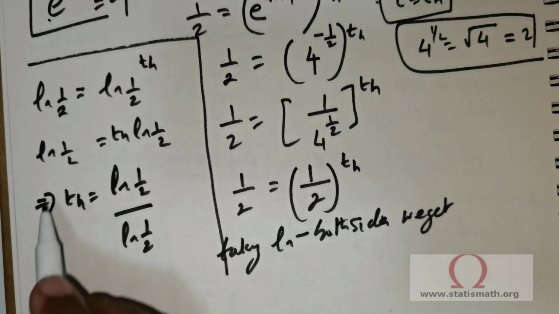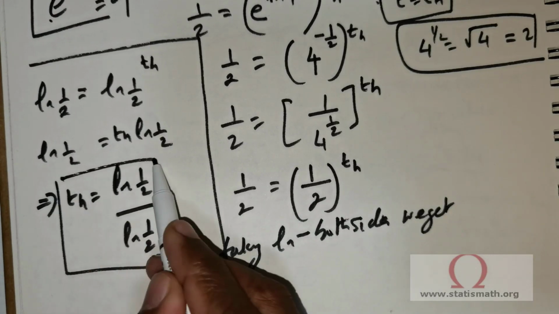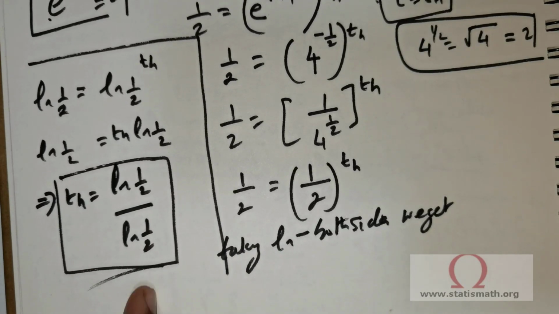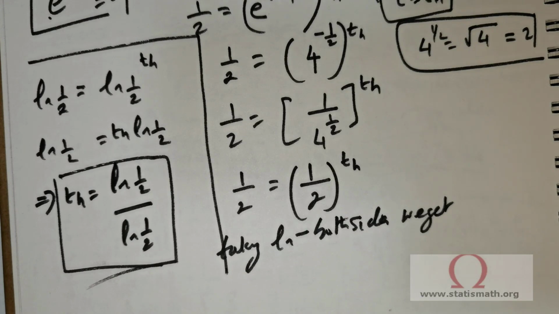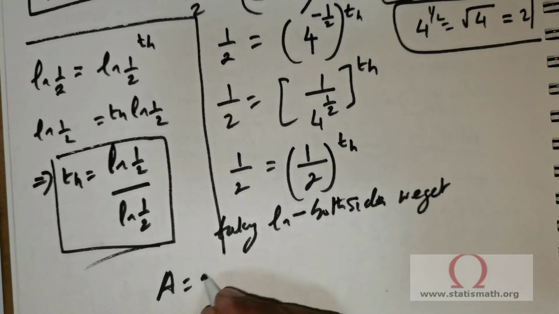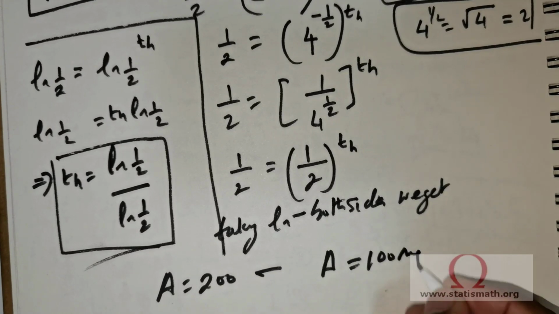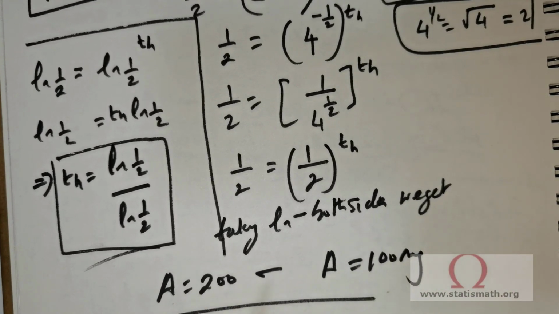So, this is the final answer for the question. This is the time that it takes for the quantity to reduce from A is equal to 200 to A is equal to 100 milligrams. So, that completes the solution to this question.